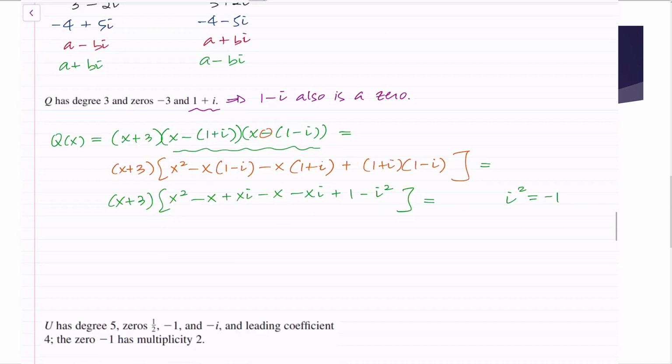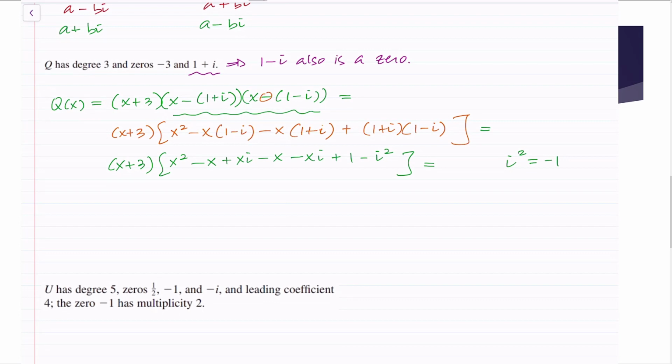So here's what we have. We have x plus 3. And then as we clean this, we notice that there's stuff dropping out. The x times i terms are opposites. They drop out. And then I have minus x and minus x. So I have x squared minus 2x. And then I have 1 minus a negative 1. So that's negative 1 right there. That's 2, like we said. And so I'm almost home.